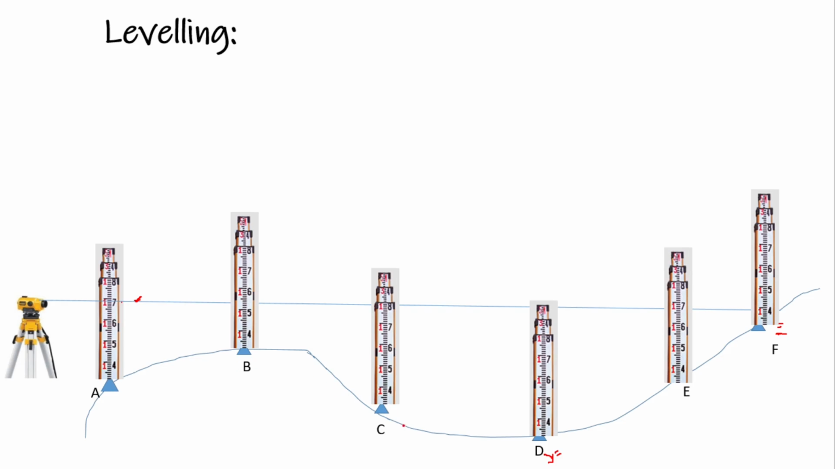So that will be the sequence. If you are at the lowest elevation, your staff reading will be maximum, and at the highest elevation, your staff reading will be minimum for a single setup.